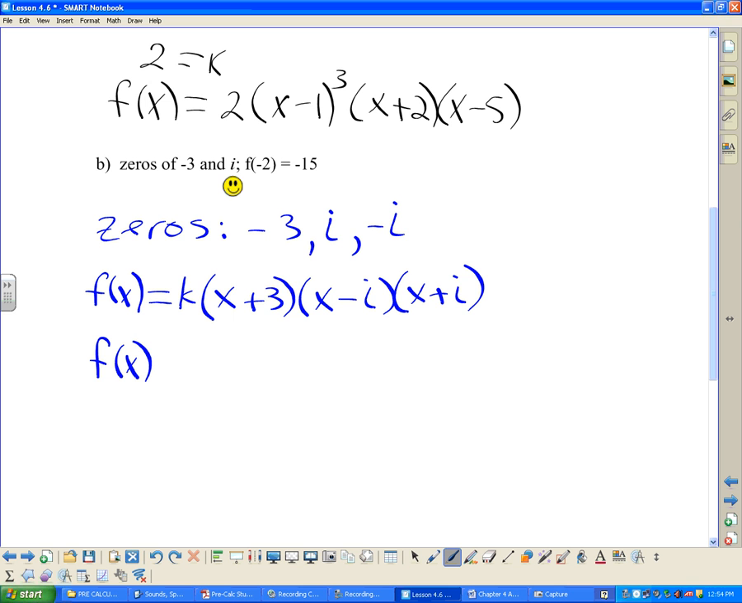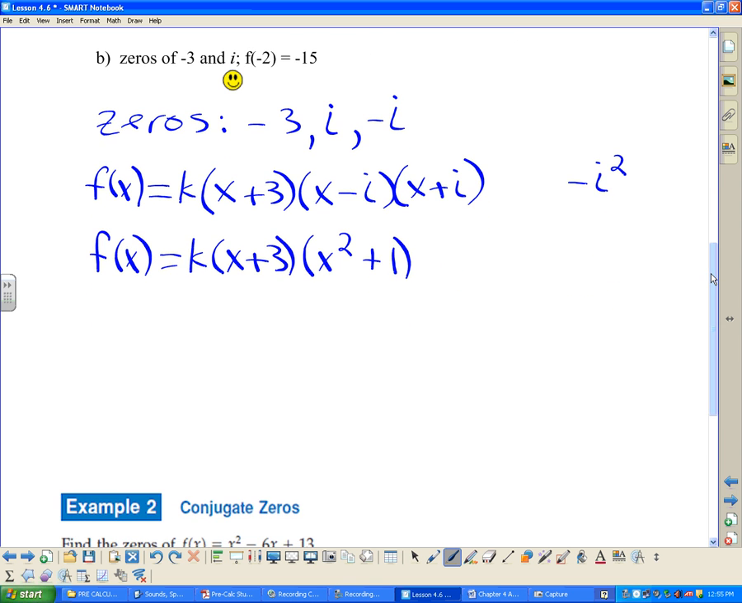So we get f of x equals k times x plus 3. And reminder that x minus i times x plus i is basically the difference of two squares. So we get x squared. And we're not going to have a middle term here. The middle term would be 0. But -i times i is -i squared, which will equal +1. And so now we're going to go ahead and put in -2 for x and -15 for y to find k. Oops, almost put it in for k.